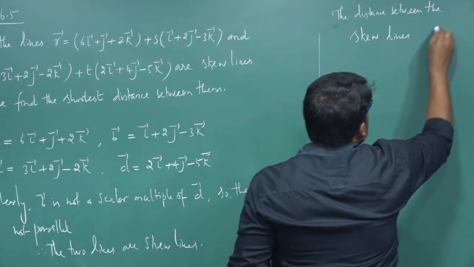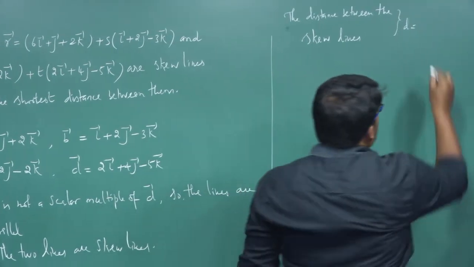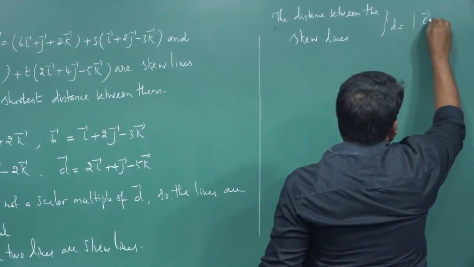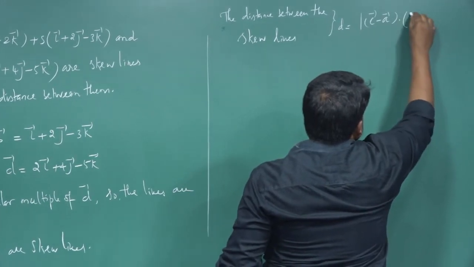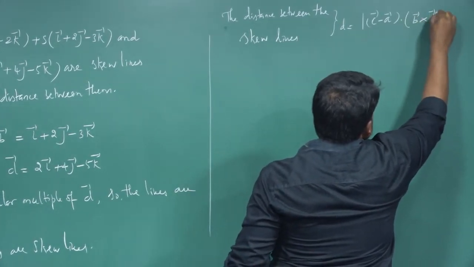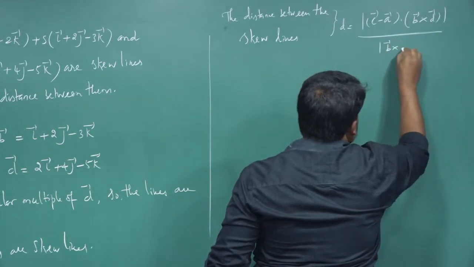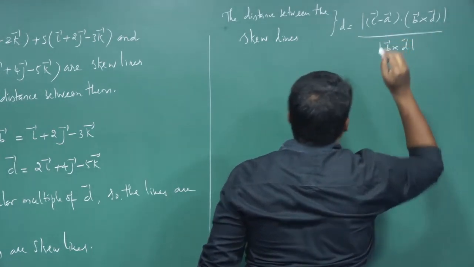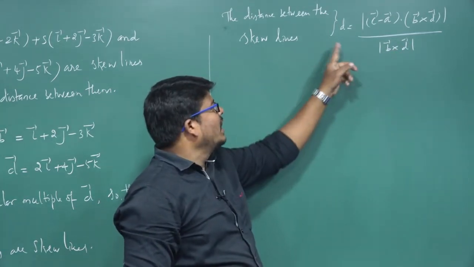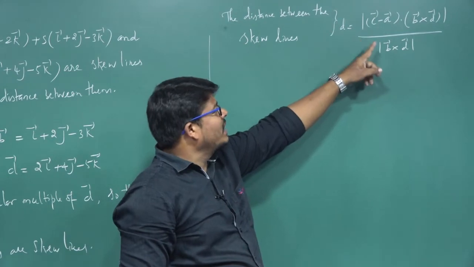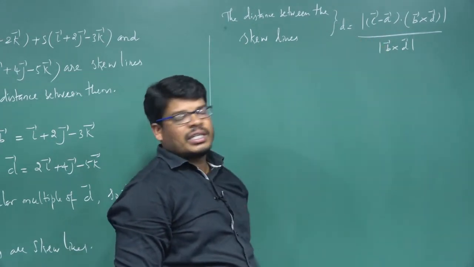The distance between skew lines is d equal to the modulus of (C vector minus A vector) dot (B vector cross D vector) divided by the modulus of B vector cross D vector. That is the formula.